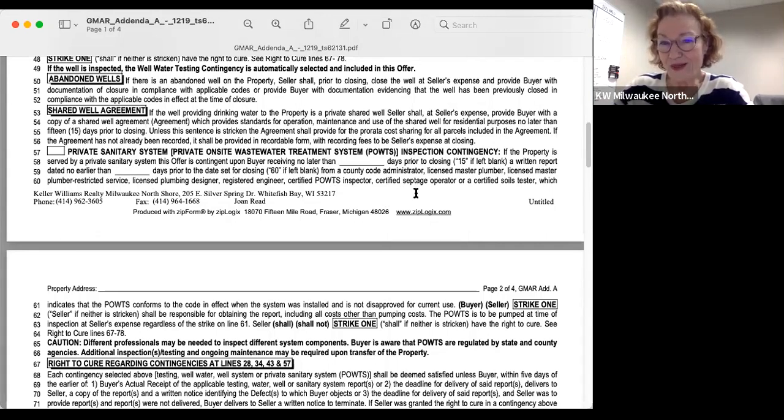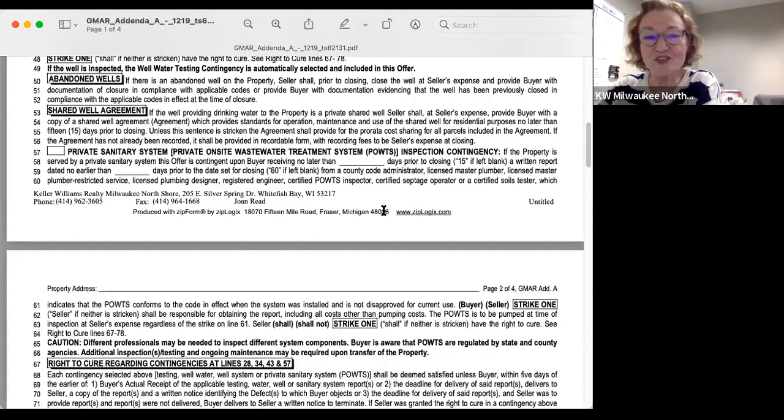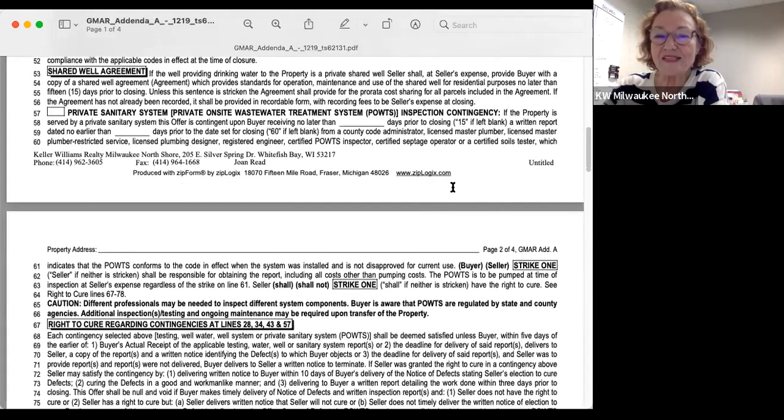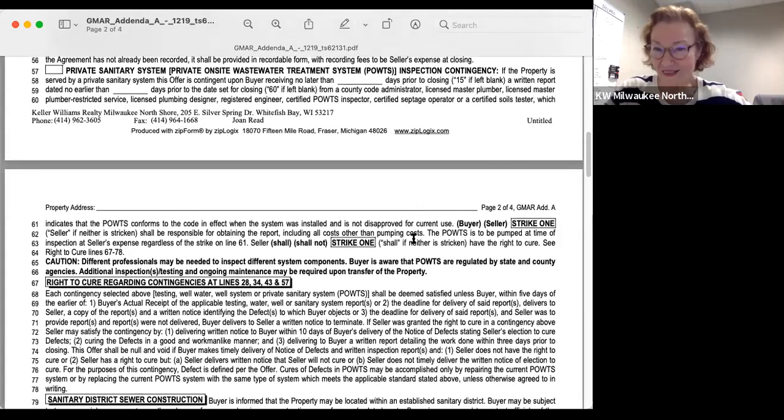a licensed master plumber, a licensed master plumber restricted service, a licensed plumbing designer, a registered engineer, a certified POWTS inspector, a certified septage operator, certified soils tester, which indicates that the POWTS conforms to the code in effect when the system was installed and is not disapproved for current use. That's very important to read and to acknowledge with your buyer if you are buying something that has a private wastewater treatment system or a POWTS.